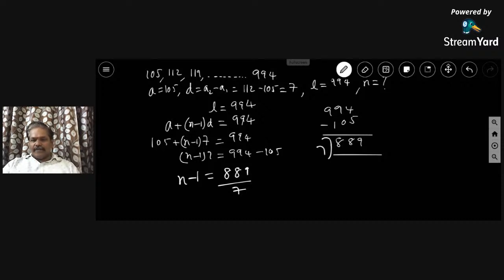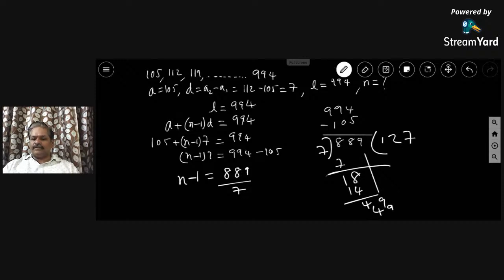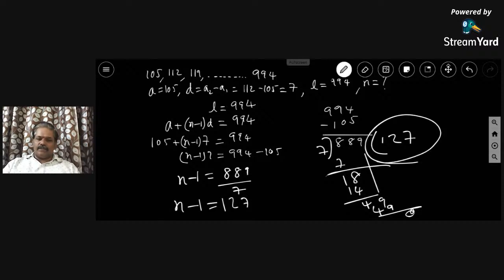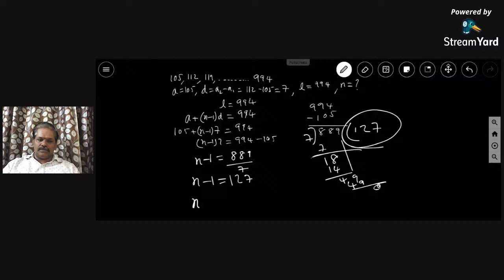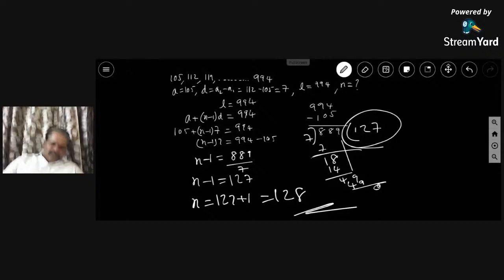Now divide this 889 by 7. 7 ones are 7, 1, 18, 7 twos are 14, 4, 9 carry down, 7 ones are 7. So 127. N minus 1 is 127. But we need the value of n. N is equal to 127 plus 1, that is 128. There are 128 three-digit numbers which are multiples of, or divisible by, 7.